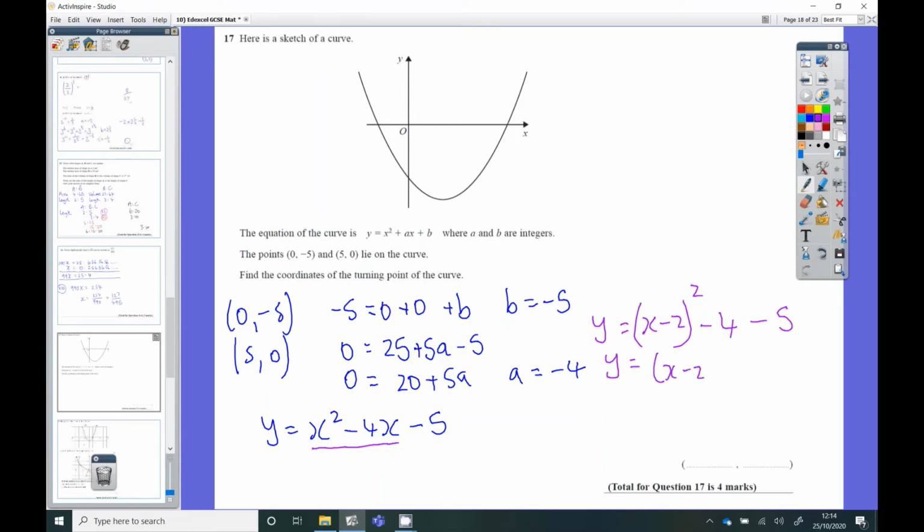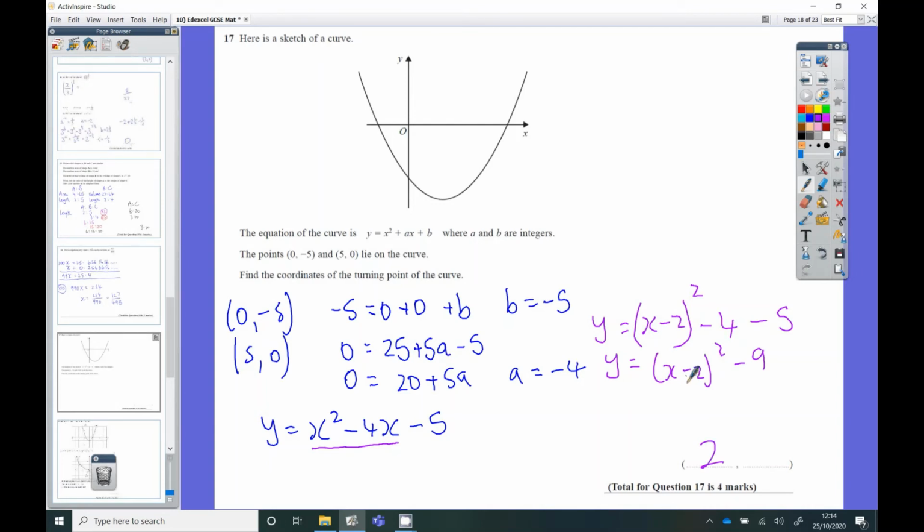Having it in this alternative format, it's very easy for us to see what the turning point is, the maximum or the minimum on this occasion. At the minimum point, the y variable is at its smallest value. When we've got anything being squared, the absolute smallest you can get is 0. Anything minus or plus squared gives you a number bigger than 0. So how do we make this whole first term 0? Well, that is when x equals 2, because 2 take away 2 is 0, and 0 squared is 0.